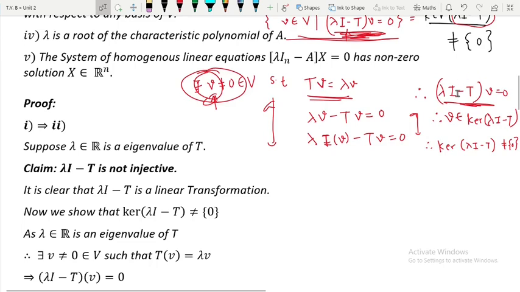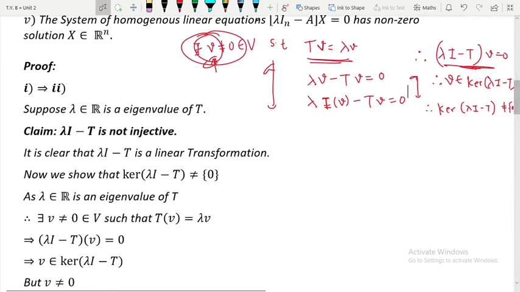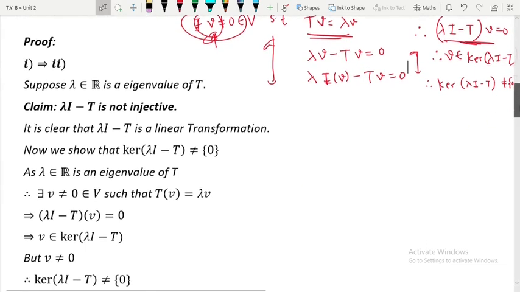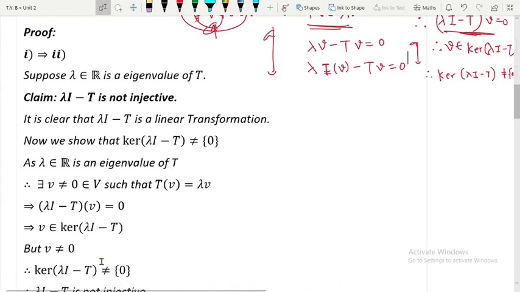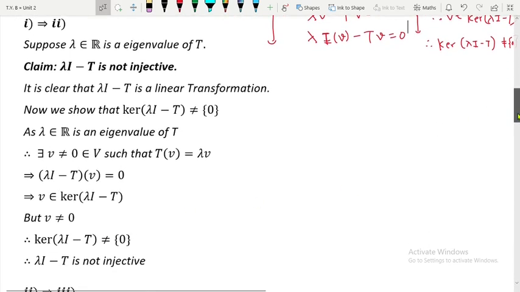So directly this step is written, and therefore this v will belong where? To the kernel of lambda I minus T, but this v is non-zero as it is an eigenvector. Therefore this kernel of lambda I minus T is not equal to singleton 0, and therefore lambda I minus T is not injective.